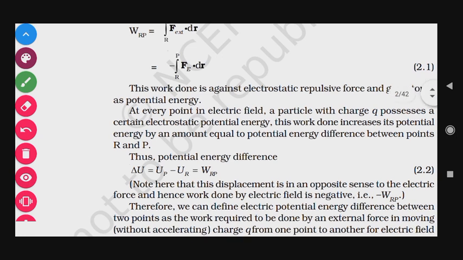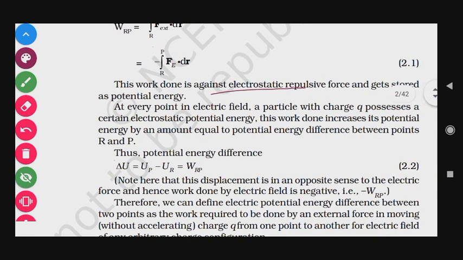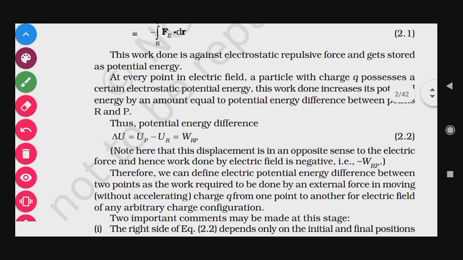Now this work done is against the electrostatic repulsive force and gets stored as potential energy. Now at every point in the electric field, a particle with charge q possesses a certain electrostatic potential energy. This work done increases potential energy by an amount equal to the potential energy difference between points R and P.